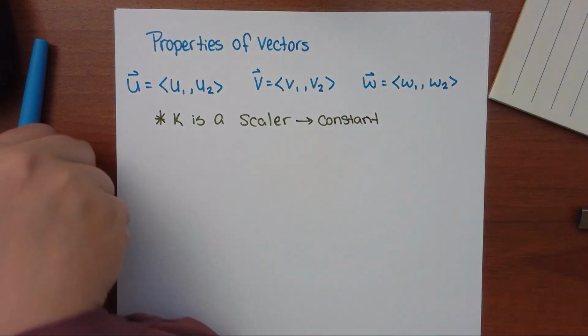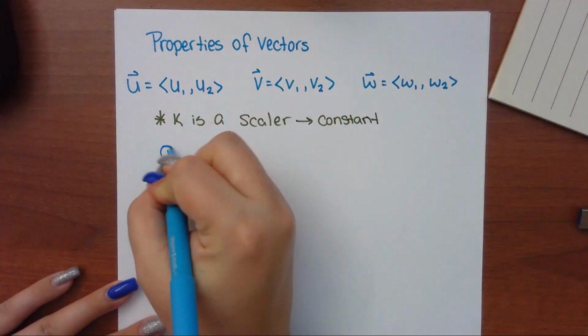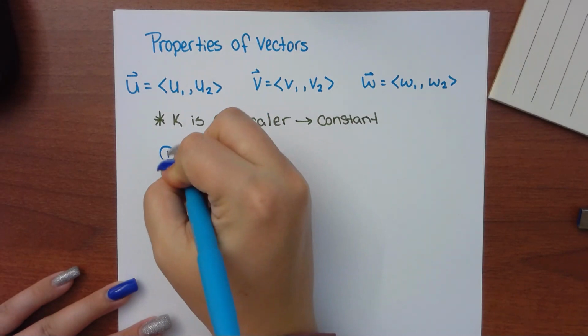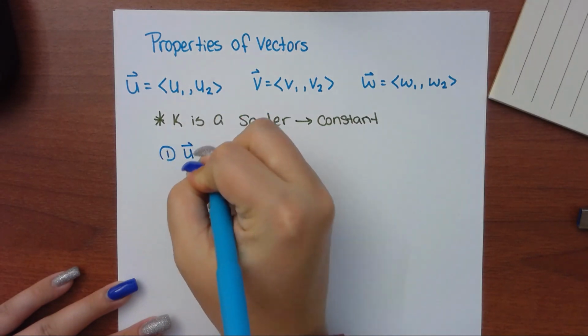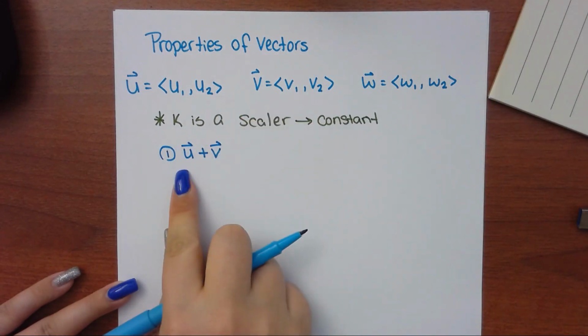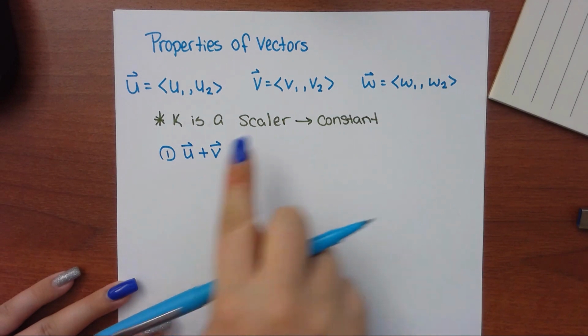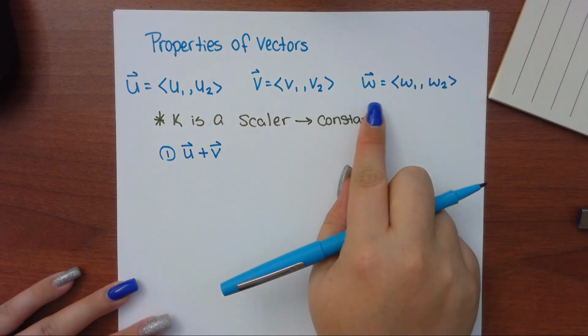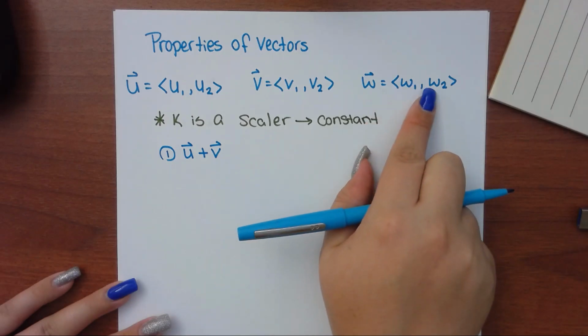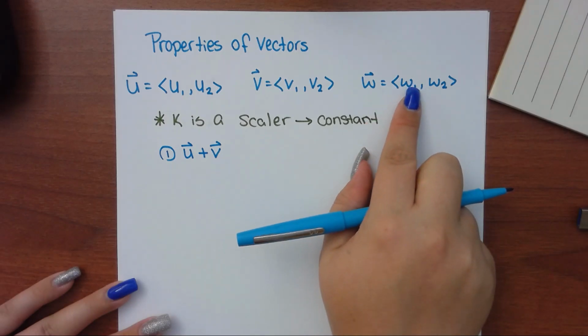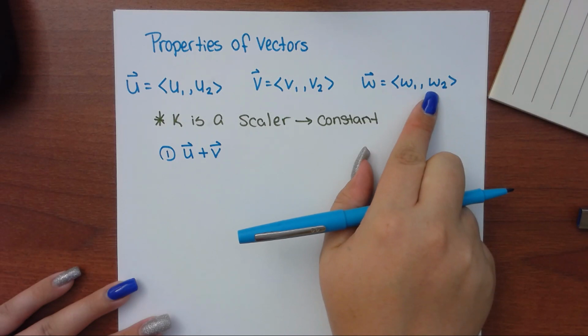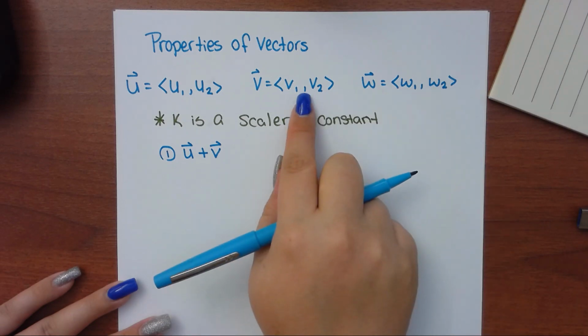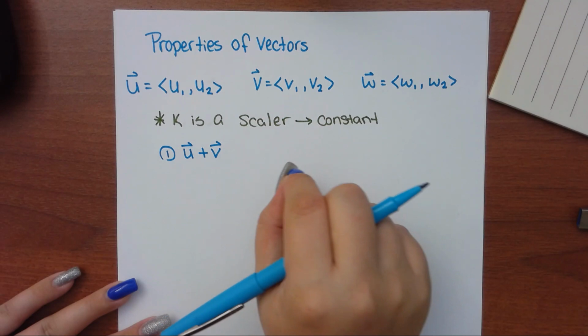Now, a couple of properties that we want to talk about, the very first two, is u plus v. That's where we take vector u and add it to vector v. Now, I have up here represented three vectors, u, v, and w, and just saying that w1, w2 would make up that x component and that y component. v1, v2, and u1, u2 would make up those x components and y components of their vectors.